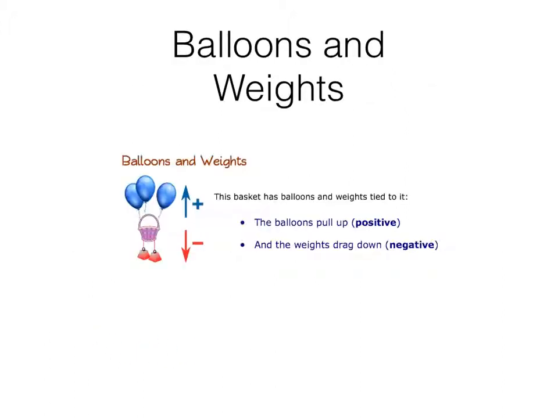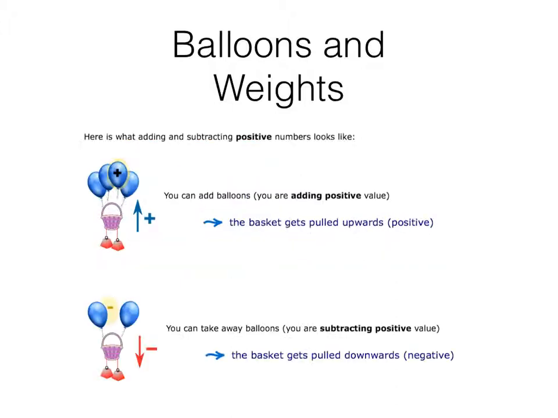Okay. So what we have here is some balloons on a basket, and then we have some weights on the bottom of the basket. The basket goes up if you add balloons. So the balloons pull it up, and the weights drag it down. So the weights are like negative numbers, and the balloons are like positive numbers. When you're adding and subtracting positive numbers, it looks like so. You can add balloons, then your basket will go upward.